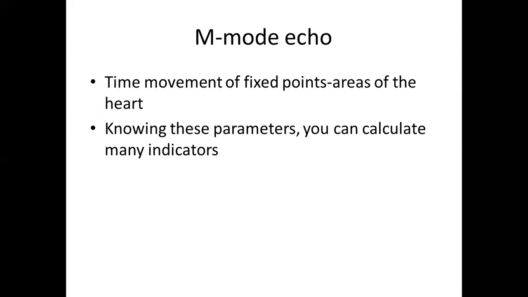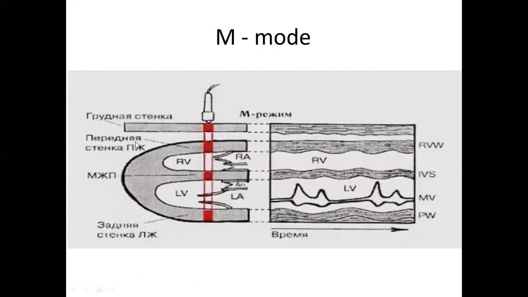M-mode echocardiography, that is the other very informative and very important modality which helps to completely understand function of the heart. So what is it based on? It's based on the movement over time of some fixed areas of the heart. And sometimes we can use it to calculate some indicator. I don't find the same scheme or diagram in English. So here is, I will explain, right?